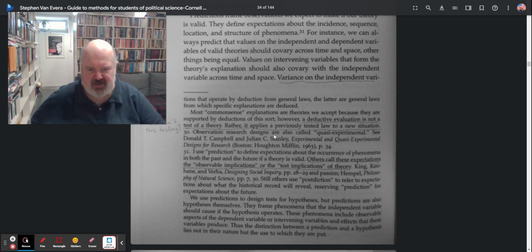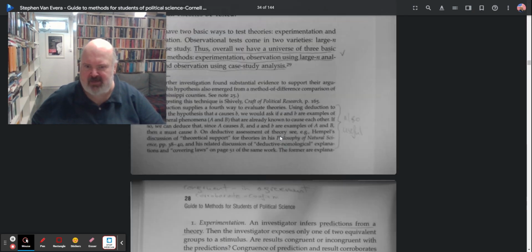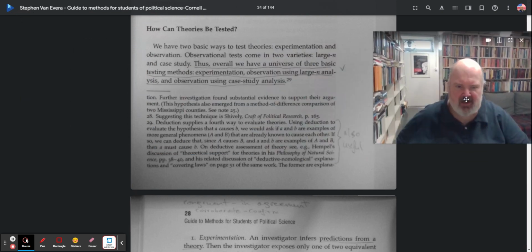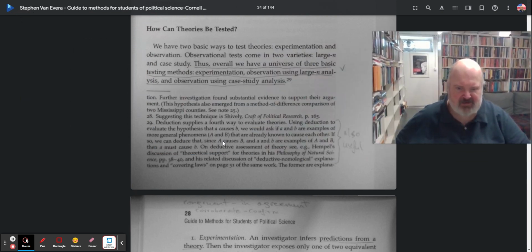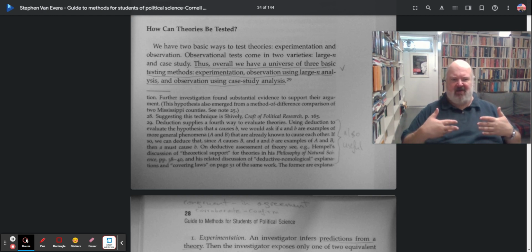Observational research designs are also called quasi-experimental. So this is why he doesn't include the deductive here. It's a way to evaluate theories, but it's not necessarily a test. There's no real testing there in that sense.